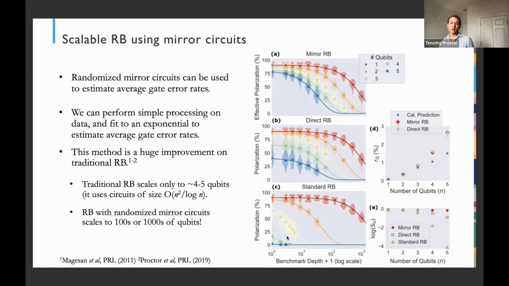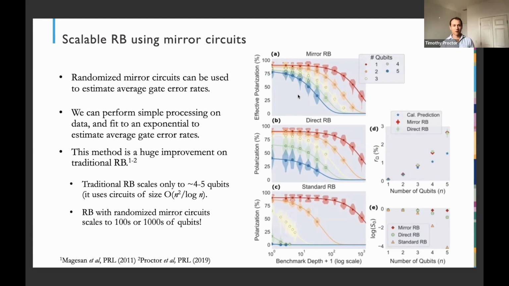And the reason you're getting this is that standard RB uses circuits of size n squared over log n. It's running random Cliffords from the n-qubit Clifford group, so here the 5 qubit Clifford group. So we get this precipitous drop off in success probability for these circuits. Whereas with MRB, we're not doing these kinds of large subroutines, and so we only get this linear drop off, which is basically related to the drop off in readout fidelity as we increase the number of qubits. And so we're able to benchmark a large number of qubits using this technique.